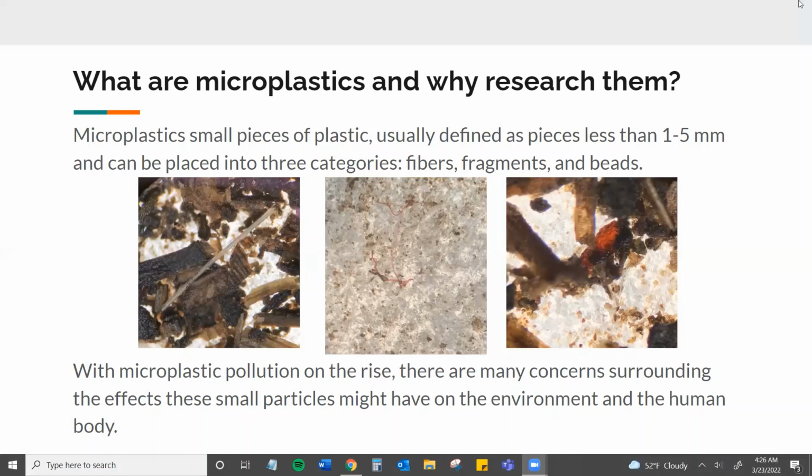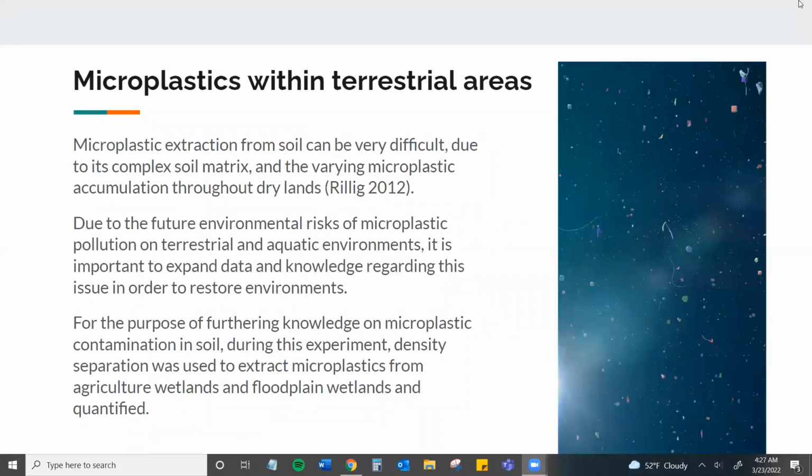With microplastic pollution on the rise, there are many concerns surrounding the effects these small particles might have on the environment and the human body. In recent years, microplastic contamination in aquatic environments has been studied a great amount in order to assess their consequences. However, microplastic contamination within terrestrial areas is still a very new concept and has very little research and data regarding the issue. This lack of information could be due to the difficulty of microplastic extraction from the soil.